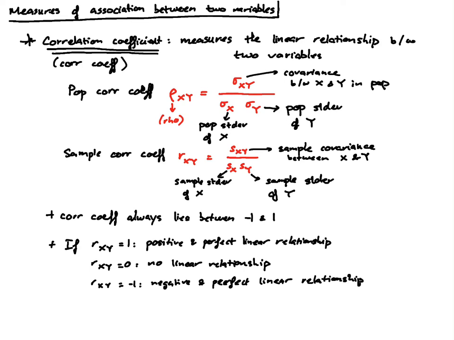And the idea is the linear relationship becomes weaker as the correlation coefficient gets closer to 0. So as Rxy goes to 0, the linear relationship becomes weaker.